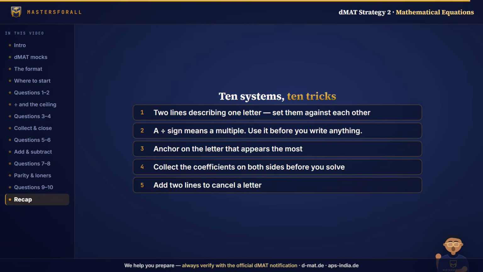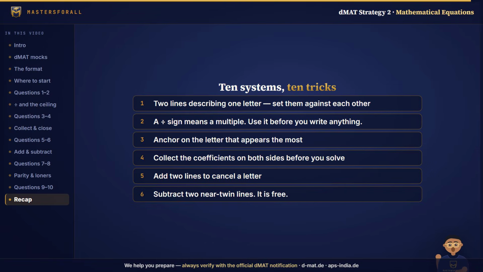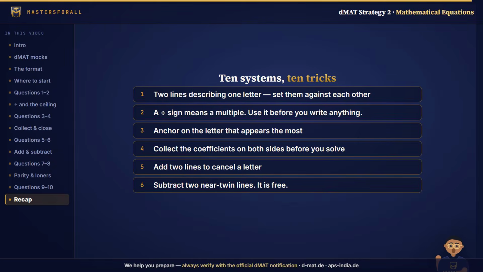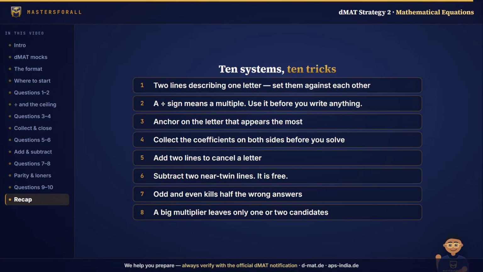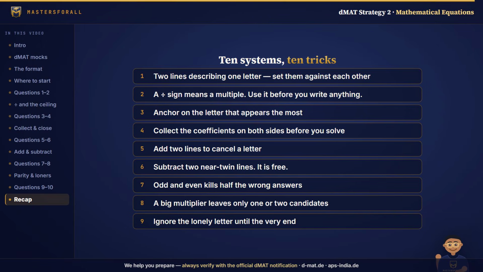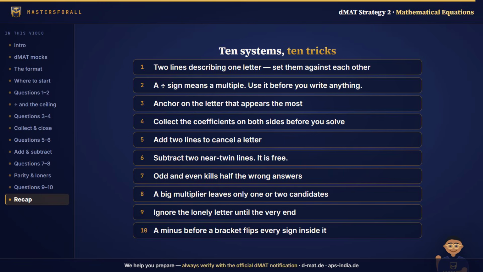5. Add 2 lines to cancel a letter. 6. Subtract 2 near twin lines. It is free. 7. Odd and even kills half the wrong answers. 8. A big multiplier leaves only 1 or 2 candidates. 9. Ignore the lonely letter until the very end. 10. A minus in front of a bracket flips every sign inside it.